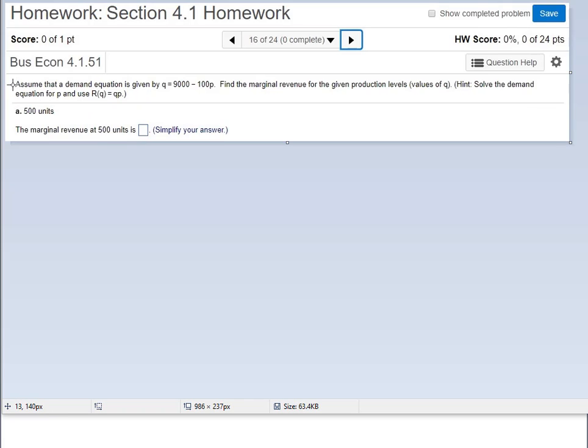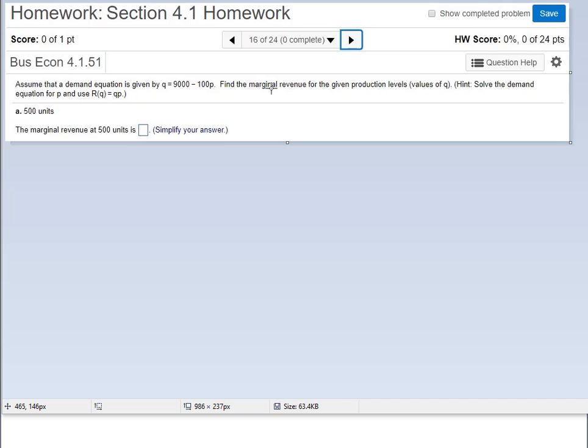So we're asked to find the marginal revenue for a given production level. That's basically saying that Q is the production level, the quantity that needs to be produced. And what we're given here is the demand equation. This is the quantity that would be demanded at a certain price. So marginal revenue, by definition, is the rate of change of the revenue.